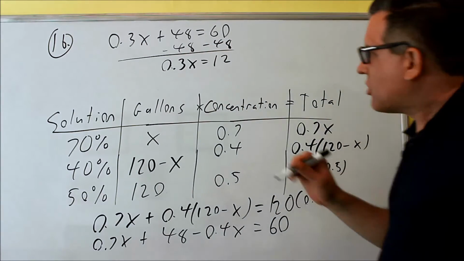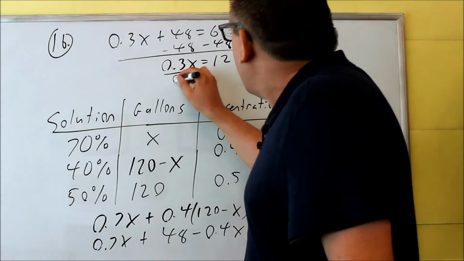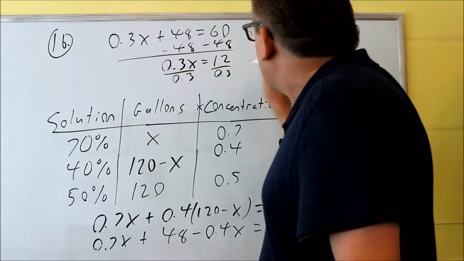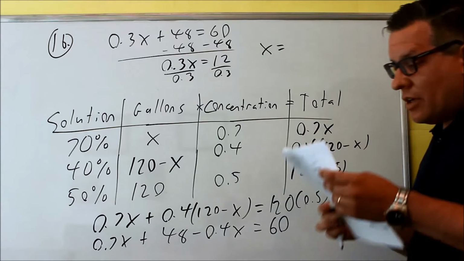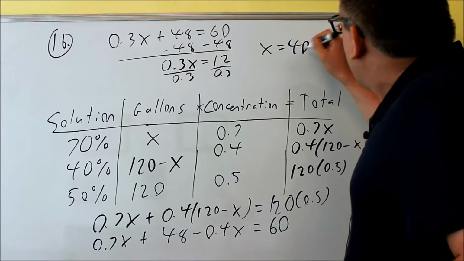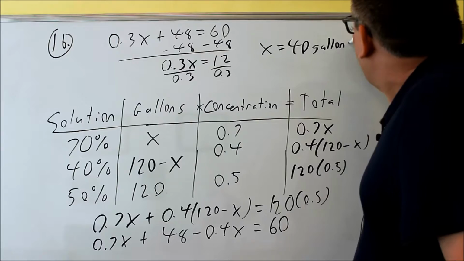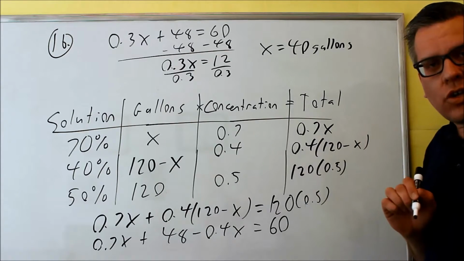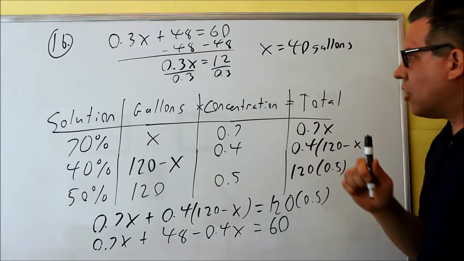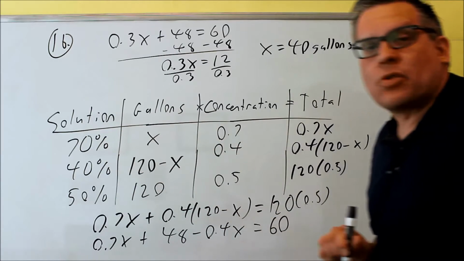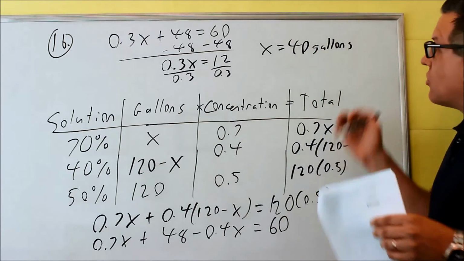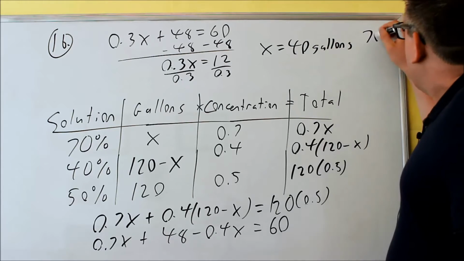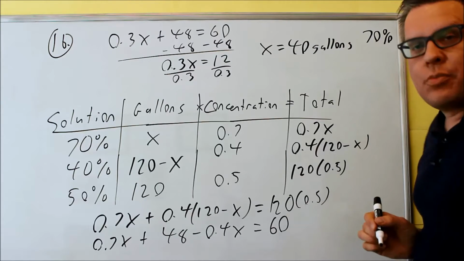I want to divide both sides by 0.3 because I want to get the x by itself. So if I divide both sides by 0.3, then my final answer is 40. So I get 40 gallons for x. Now when I write my answer in, that's going to go with the 70% because I said that x was equal to 70%. So that's why I'm writing that up there. So this right here is for the 70%.